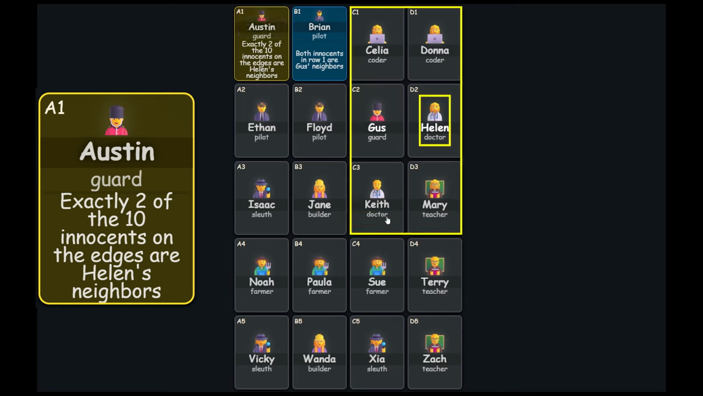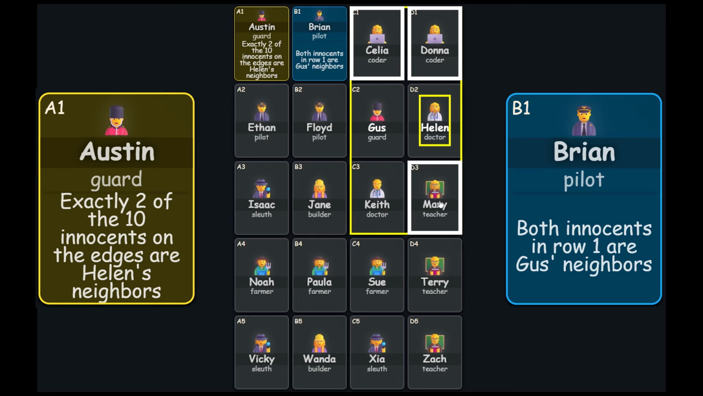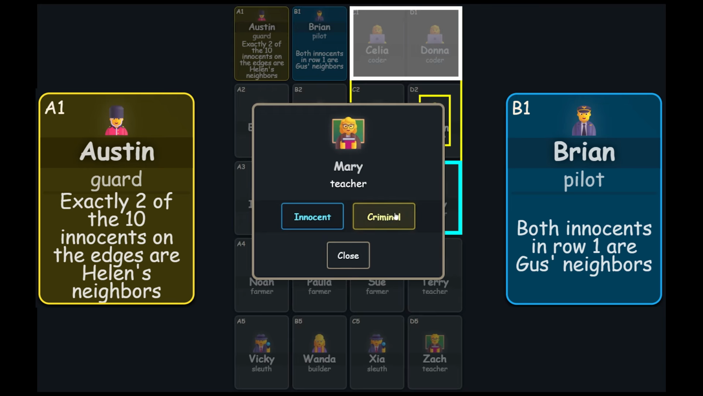Exactly 2 innocents on the edges are Helen's neighbors. These are Helen's neighbors that are on the edges. We know that row 1 has 2 innocents, so there is exactly 1 innocent among Celia and Donna. Therefore, the only other remaining neighbor on the edges must be innocent.